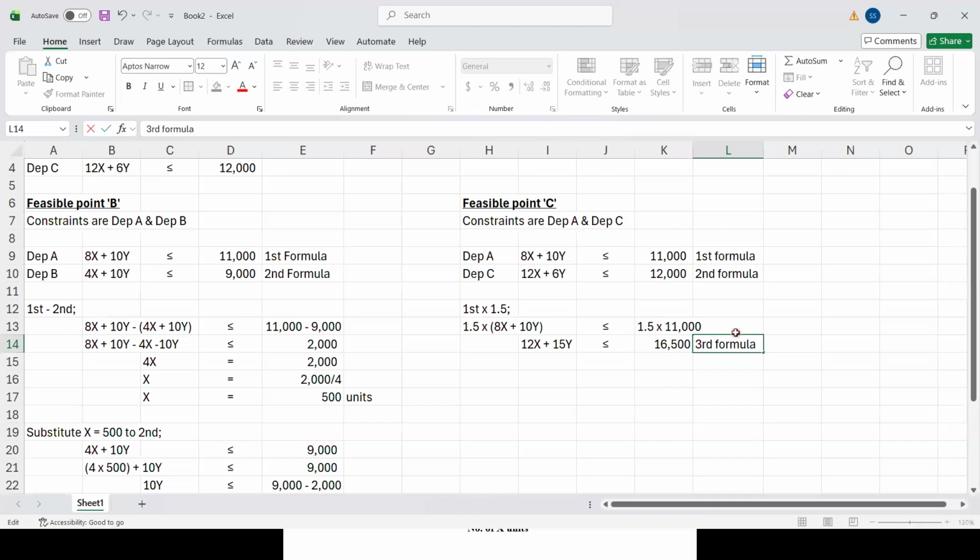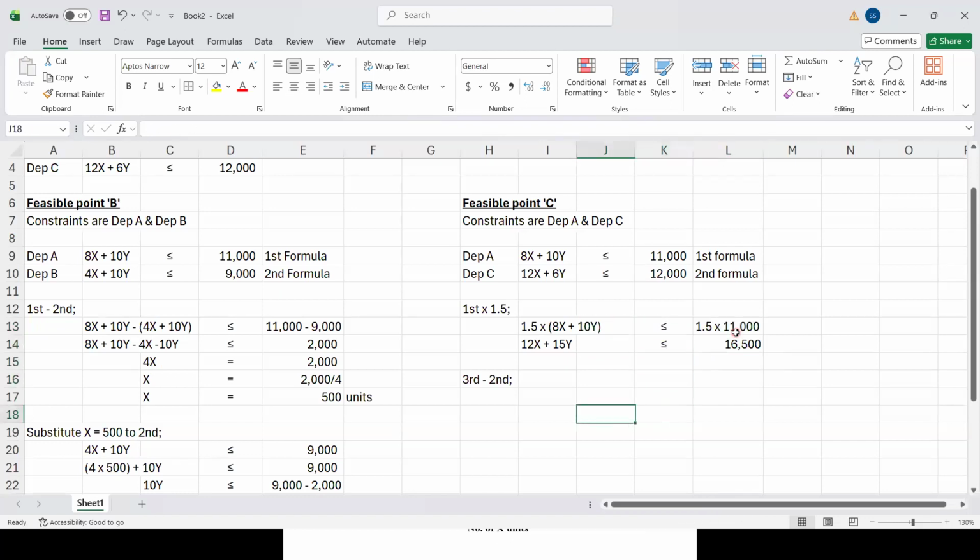Third formula. Now what should we do? Now from the third formula, we can deduct the second formula, right? So third minus second. Third minus second, right? So the third formula, that is 12x. Okay, this is the third formula, no?